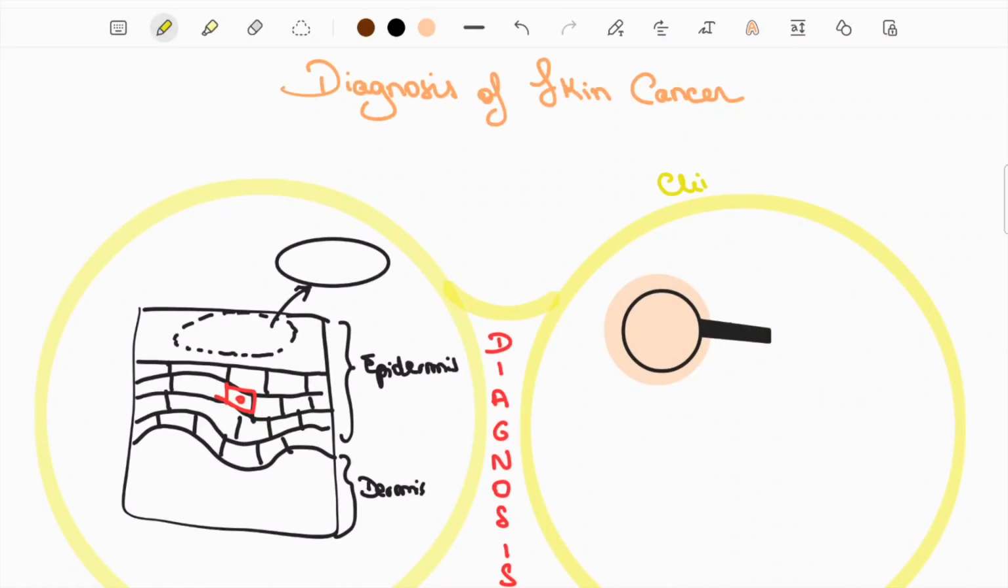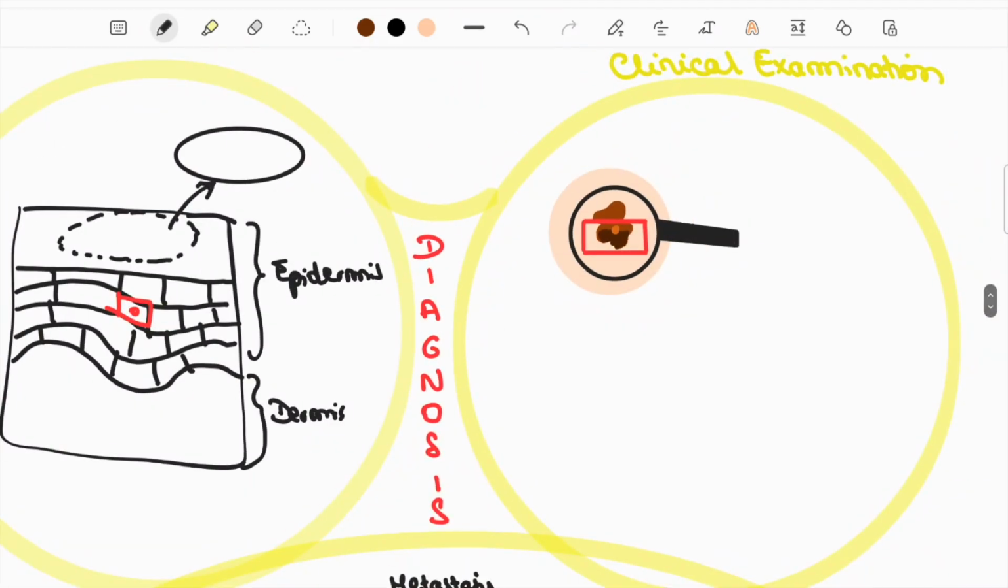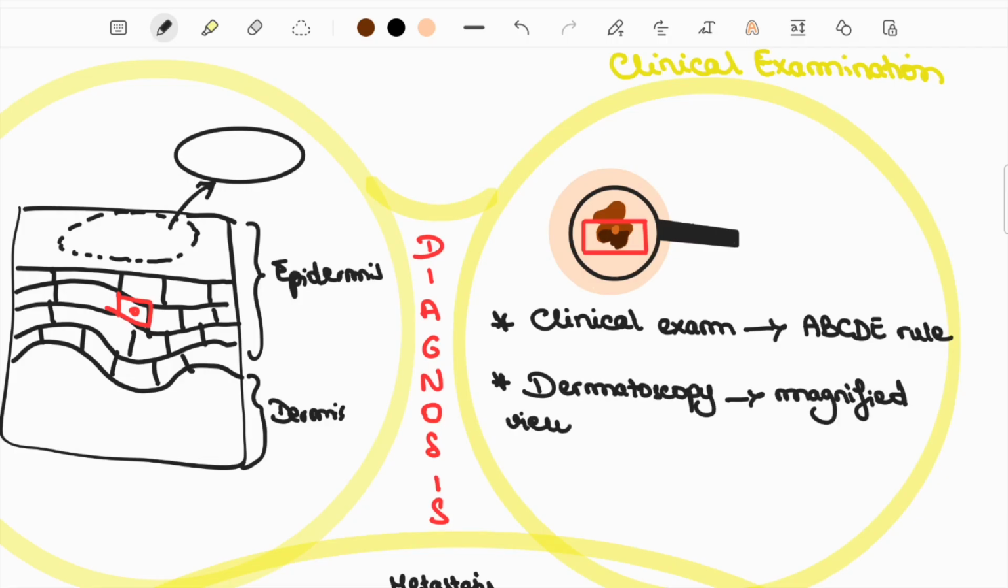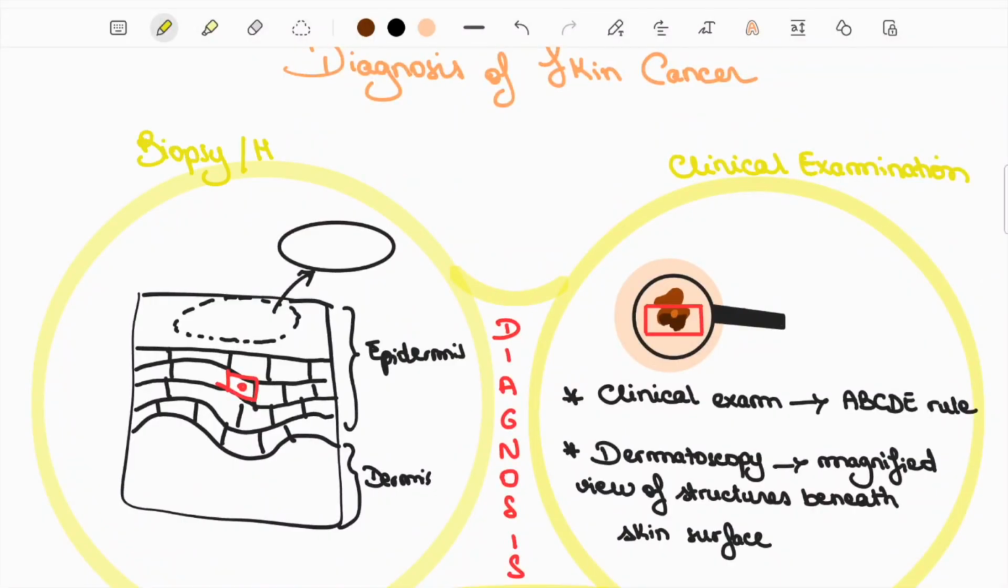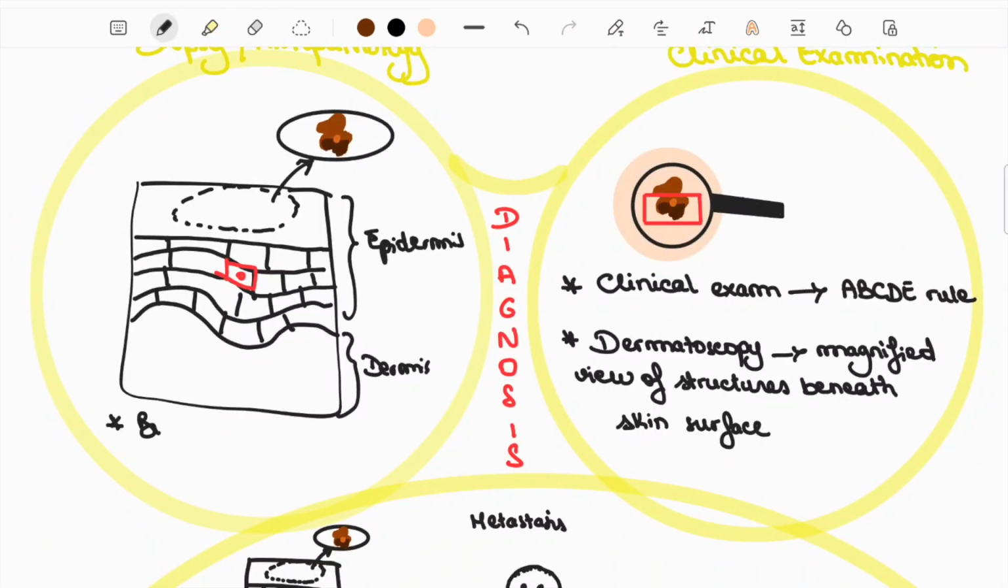Now let's move on to the diagnosis of skin cancer. It generally involves three main steps. Diagnosis begins with a clinical examination using the ABCDE rule to identify suspicious lesions. A dermatoscope provides a magnified view and helps detect subtle changes. If a lesion looks suspicious, a biopsy is performed and the tissue is examined under the microscope. Histopathology confirms the cancer type and depth, and it's considered the gold standard for diagnosis.